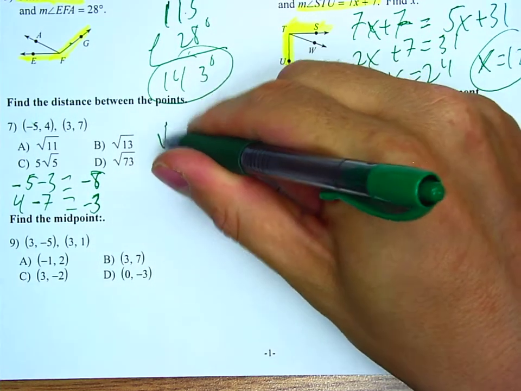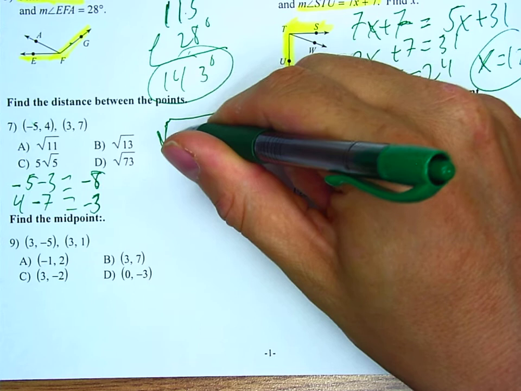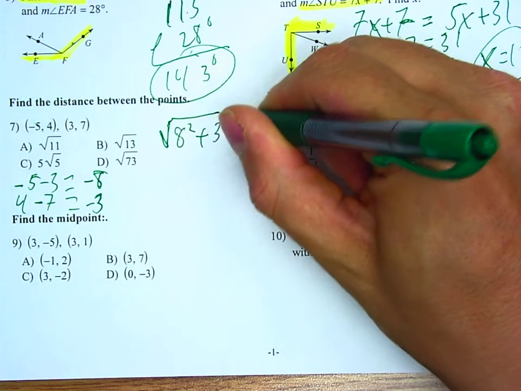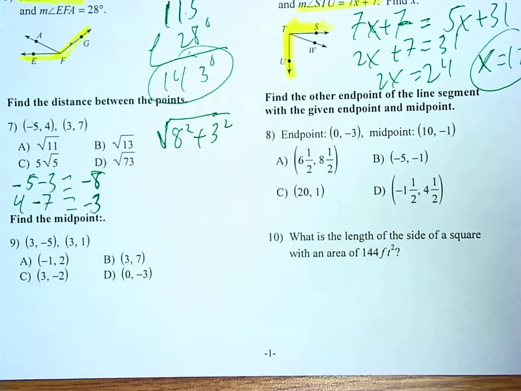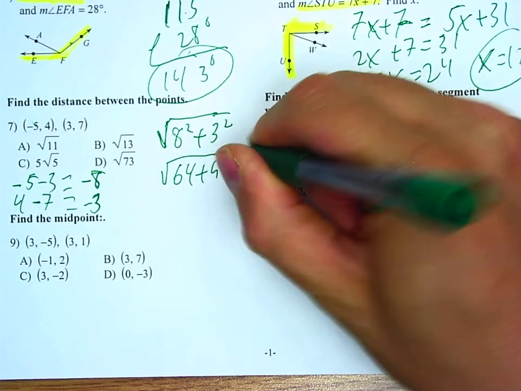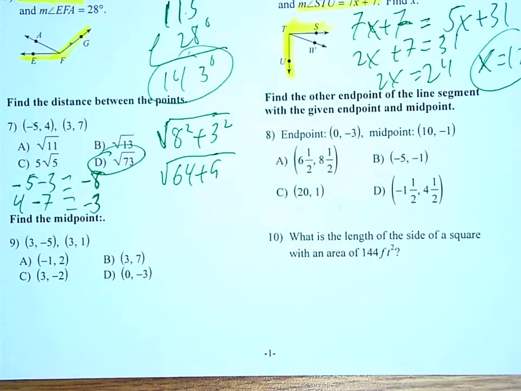So we have the square root of -8 squared, or just 8 squared if you want to put it as 8 squared, plus 3 squared. Because the x's are 8 apart and the y's are 3 apart. 64 and 9 is 73, which is my distance between the points.